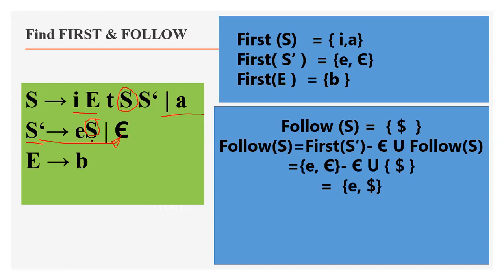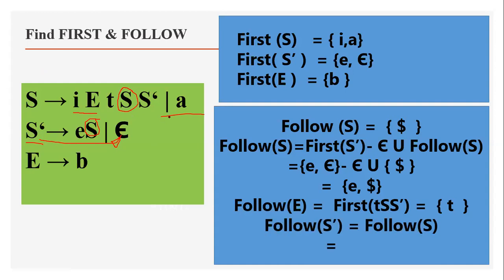Okay. Then follow of S is equal to follow of S', and then we'll find follow of E, one more non-terminal, is it not? Follow of E is equal to first of tSS', that is t is a terminal, so t is the answer. And then follow of S' is equal to follow of S. Okay, so that is e comma dollar. So we computed follow of S' and follow of E.